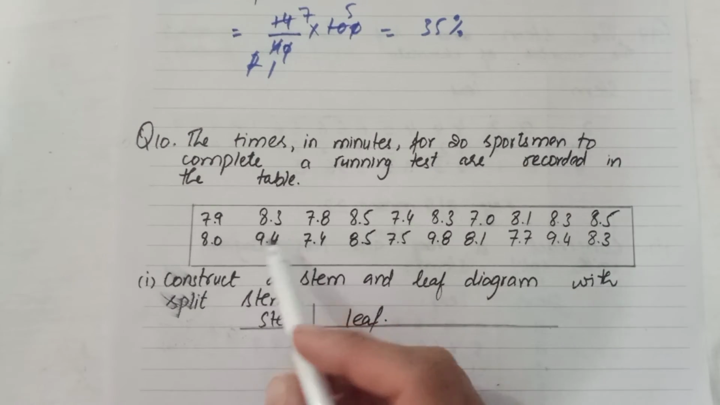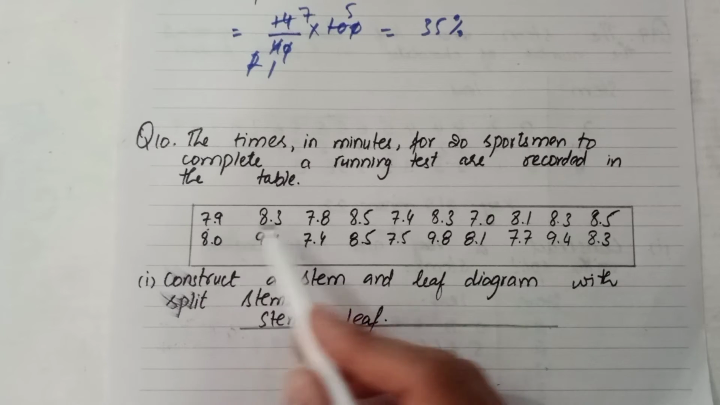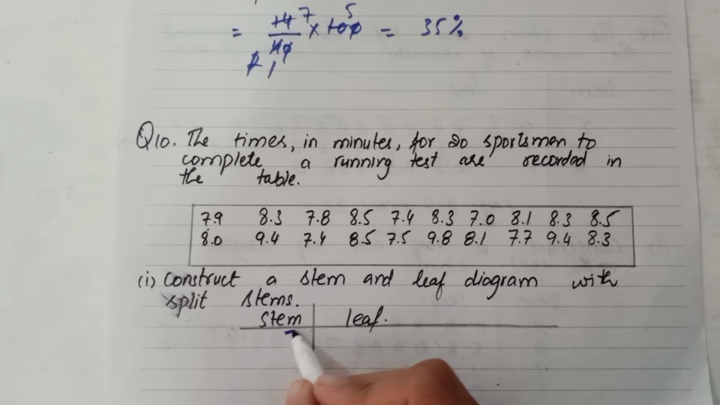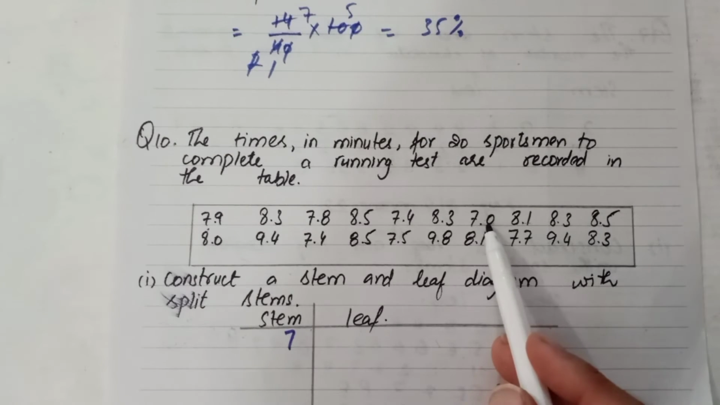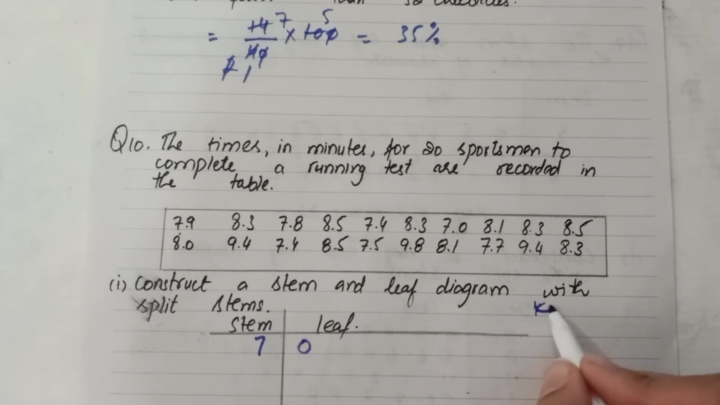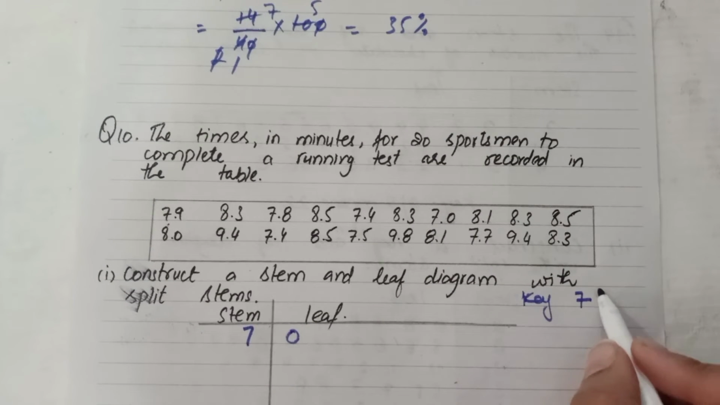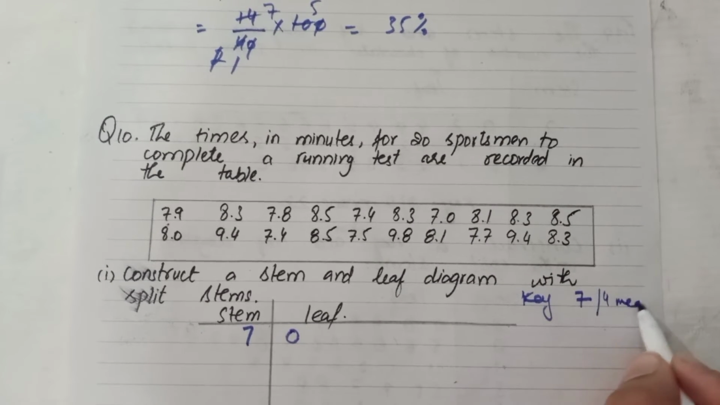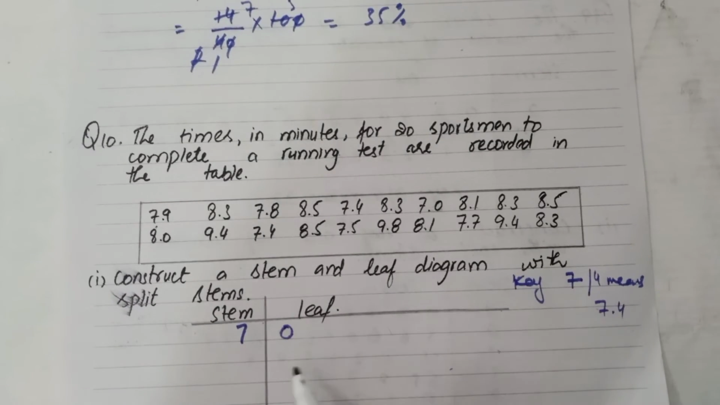First we observe that the smallest is 7 and the greatest one is 9. We start with 7, and we see that there is 7, leaf is 0. And we also make the key. Key is that 7 and anything 4 means 7.4. That is our key. Now we write there 7 0, and there is 2 7 4.